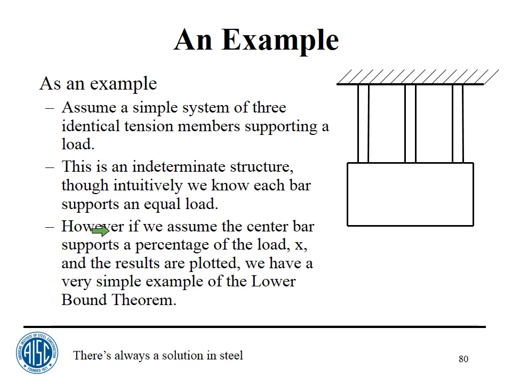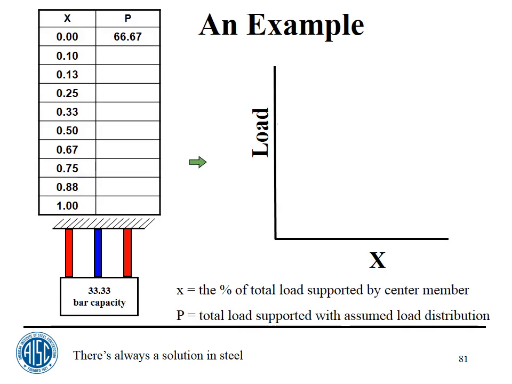However, if we assume the center bar supports a percentage of the load X, and the results are plotted, we come up with a pretty simple demonstration, I think, of the corollary to the lower bound theorem. For instance, the first entry here is I'm assuming that the middle bar is cut. It's carrying no load. The capacity of this structure then is 66 2/3 units, whatever they are. If I take 10%, 13%, it's going up, 73 kips, 76 kips. If I take 25% on the middle one, I'll get about 89 kips.